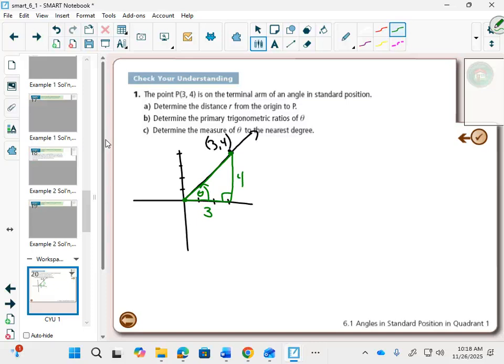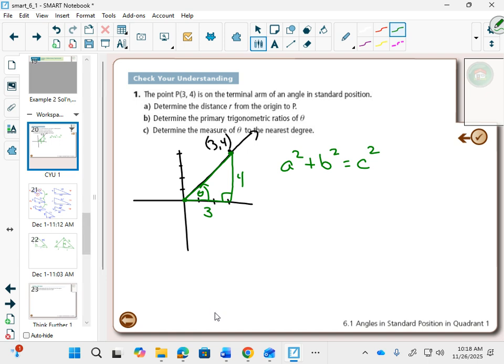How could I figure out the length of my hypotenuse? A squared plus b squared equals c squared. Does anybody know the answer to this? 5. It is 5. So the answer to part A, what is the distance from R to the origin? It is 5 units.